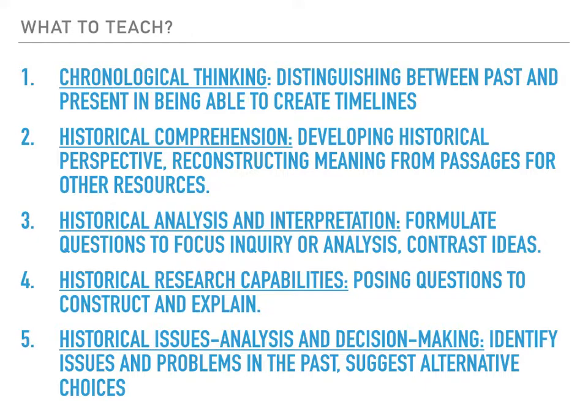So the first one is chronological thinking. Students need to be able to distinguish between past and present and be able to create timelines. We need for them to be able to slap on World War I, World War II, Civil War, American Revolution, War of 1812. They need to be able to place those on a timeline, and that is often very difficult. So they can see cause and effects of things. So chronological thinking is the first one.